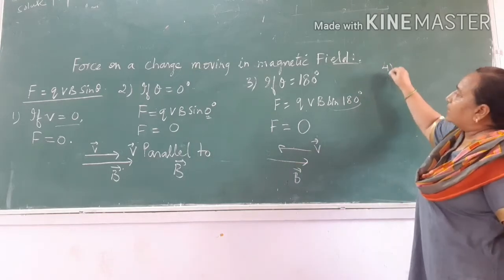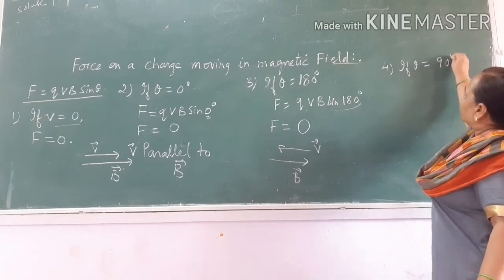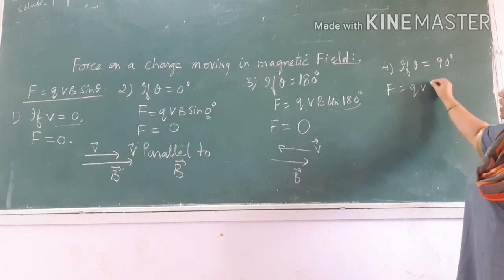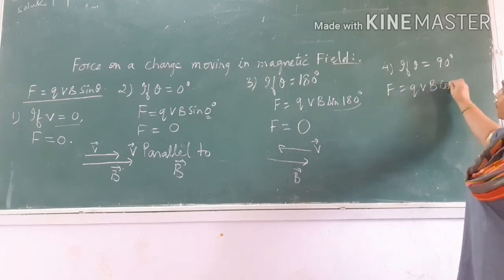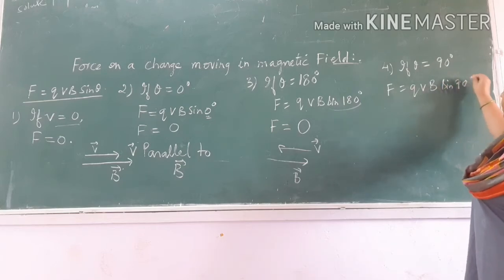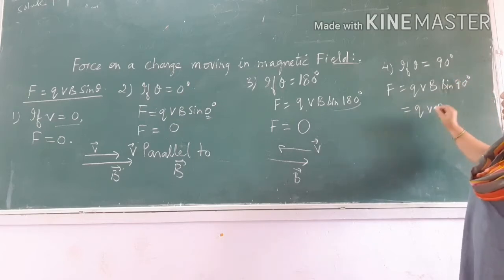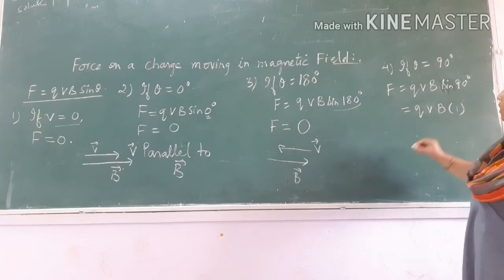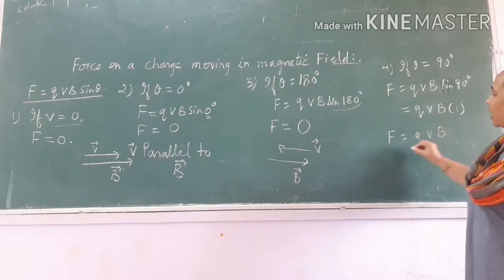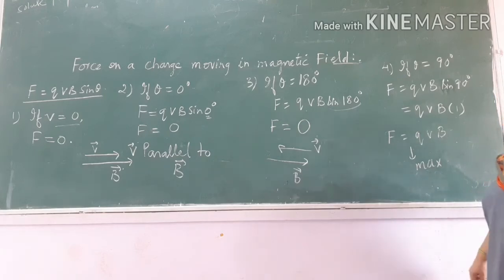And the next case, that is if theta is equal to 90 degree. The force becomes F is equal to Q into v into B into sine of 90 degree. That means QvB into 1, or F is equal to QvB. This is the maximum value of the force acting on this particle.